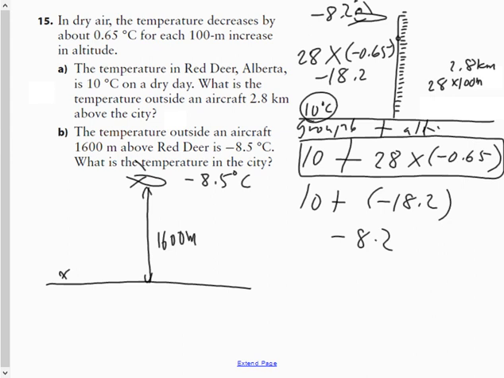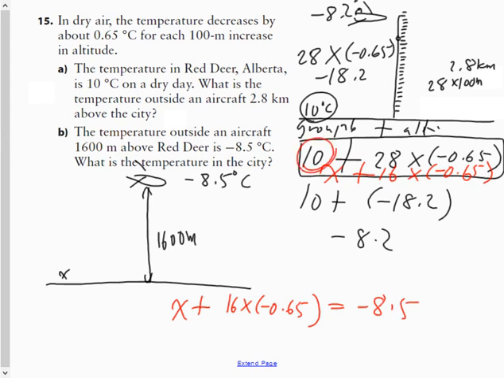So if we replace this one right here, this number is now not 28, it's 16 because it's 1,600 meters multiplied by the change in altitude, which is negative 0.65, right? So X, which is the temperature on the ground, plus this has to equal negative 8.5. So I'm going to write that as X plus 16 times negative 0.65 will equal the temperature in the plane of negative 8.5.